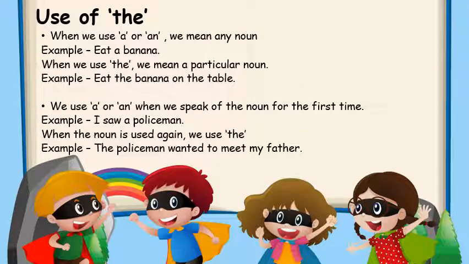When we speak about a noun for the first time, we use a or an according to the vowel or consonant. Example, I saw a policeman. So, you were just walking and you saw a policeman. It can be any policeman.